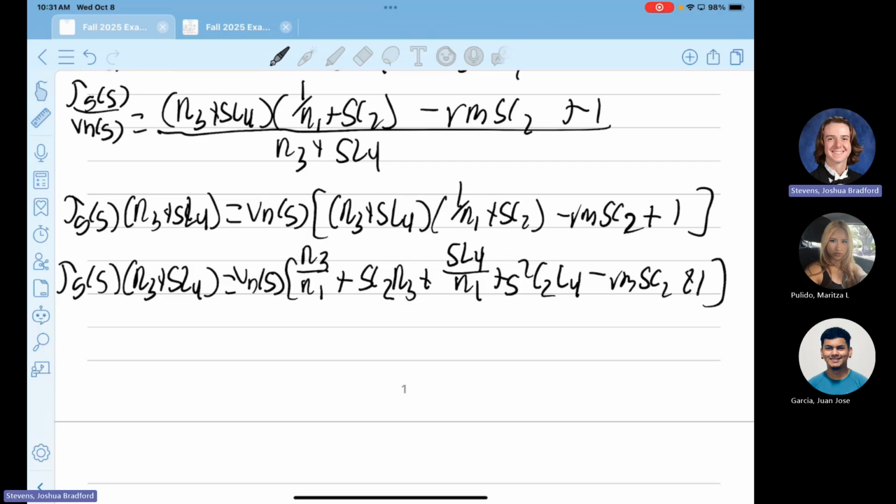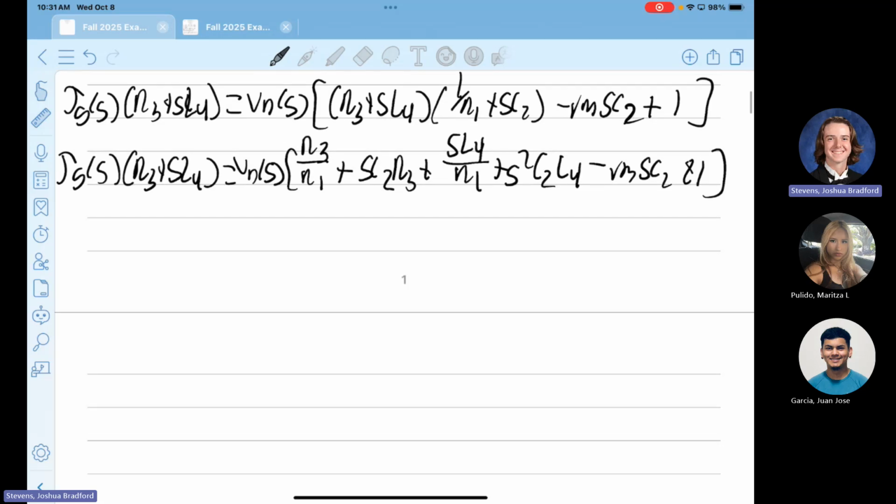What do you mean by standard form normalizer? I like where you're going, but what do you mean? Order it from the highest power to the lowest power. I like that. That's exactly what I'm going to do. JG of S, R3 plus SL4 equals Vn of S. So what's first? Tell me what's first.